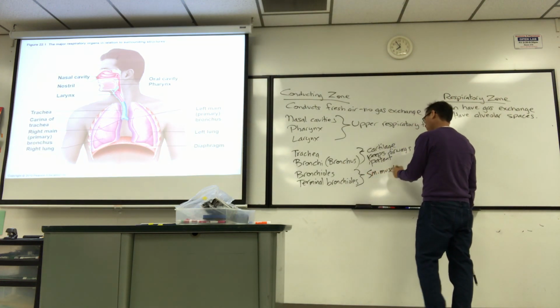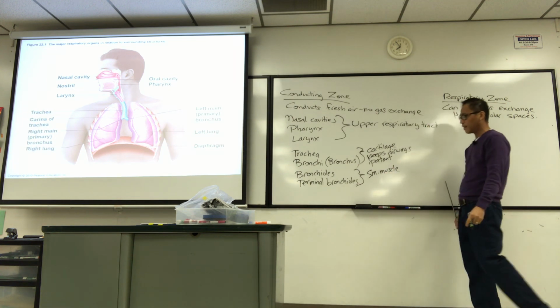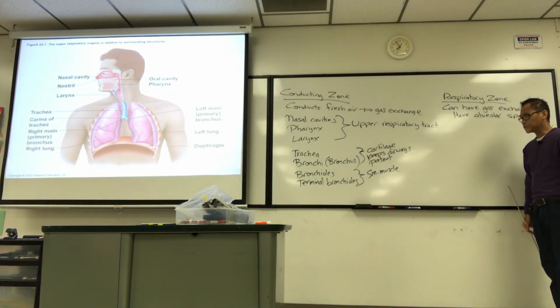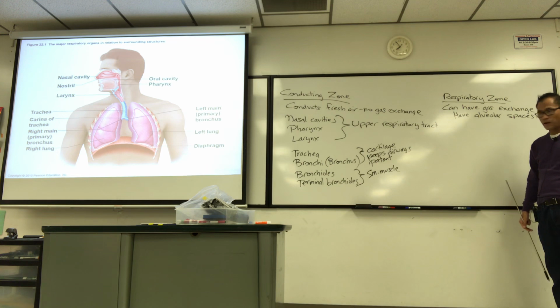And that's important because you can control smooth muscle. You can dilate and constrict appropriately to allow airflow. And so that's an important functional thing to know, that you start to have smooth muscle at the bronchial level. But when you get to the terminal bronchioles, that's the end of the conducting zone.